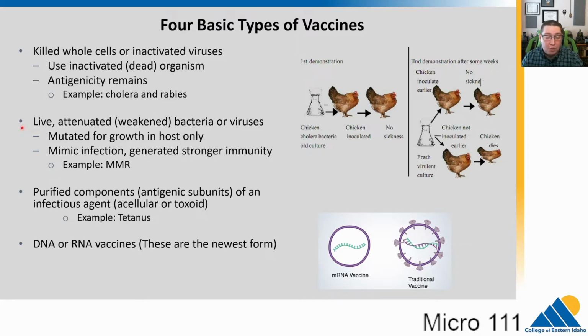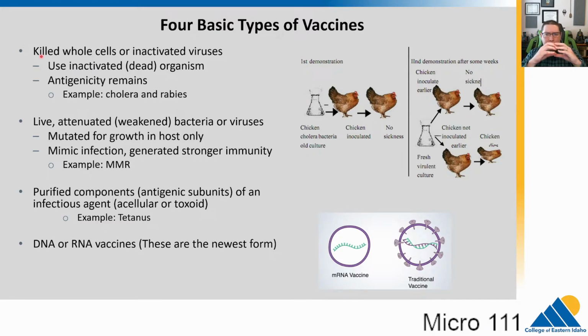Attenuation is one of the ways that we make vaccines. You can start with whole cells, right, and destroy them in various ways. You can heat kill them or inactivate viruses in various ways. That would be dead. Attenuation is different. It's weakening. So let's start with the killed whole cell ones.